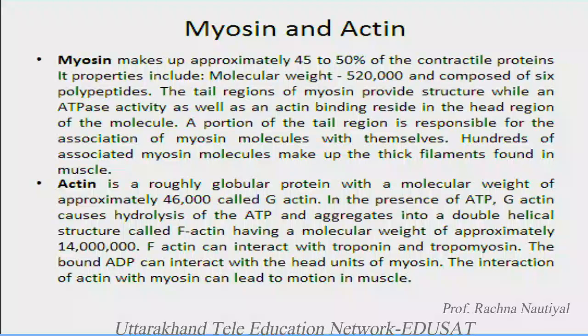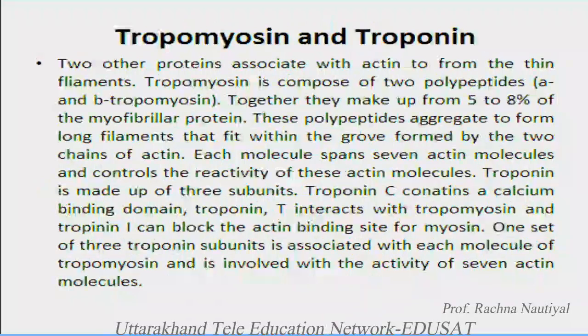F-actin can interact with troponin and tropomyosin. Again, the two major proteins in muscles, the bound ADP can interact with the head units of myosin. The interaction of actin with myosin can lead to motion in muscles. That is what I have told you, that it is actually in a coordinated manner that the interaction takes place and the contraction finally is done.